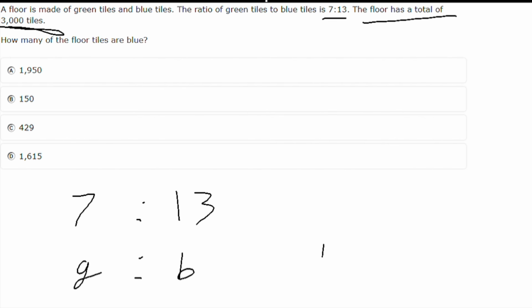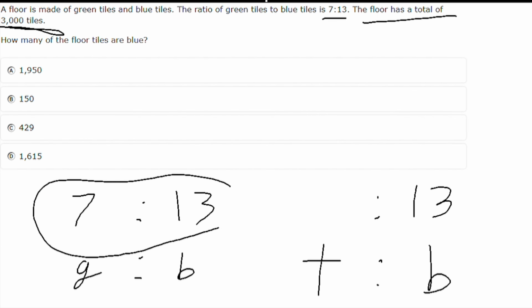Okay, so we've been given the total, right? We've been given the total, and we're asked to find blue. Okay, so how do we find that? Well, we know that our ratio includes 13 blue tiles. But what about the total number of tiles? That's where we can add these two numbers right here. 7 plus 13 is going to give us 20. So that means for every 13 blue tiles, there is a total of 20 tiles.